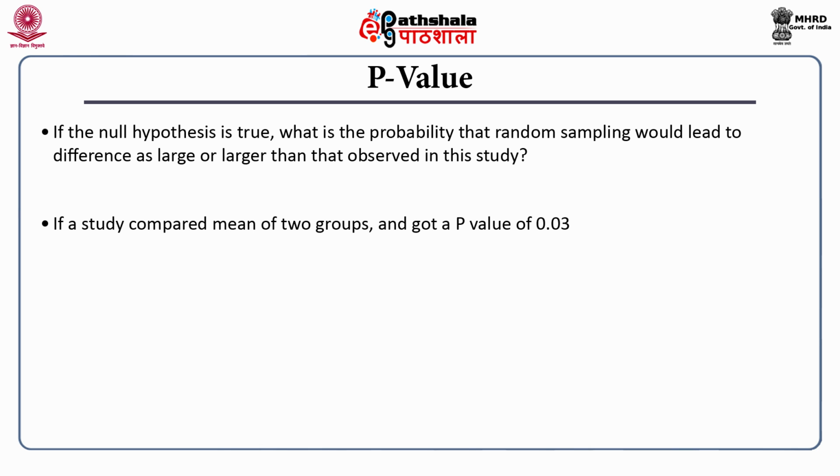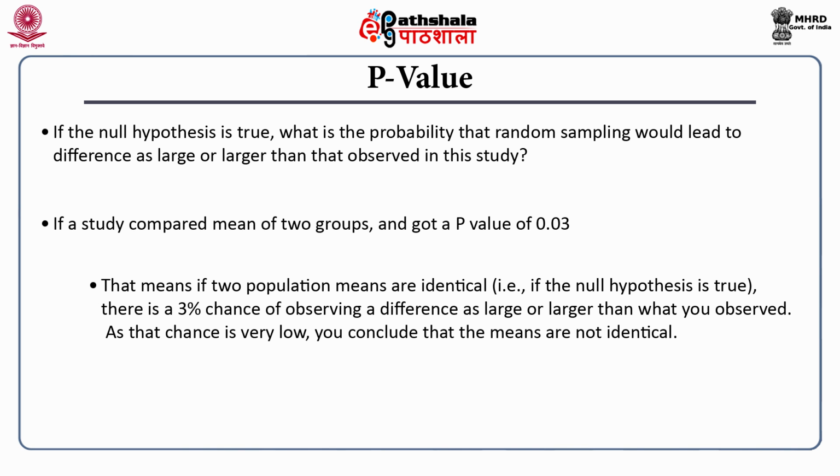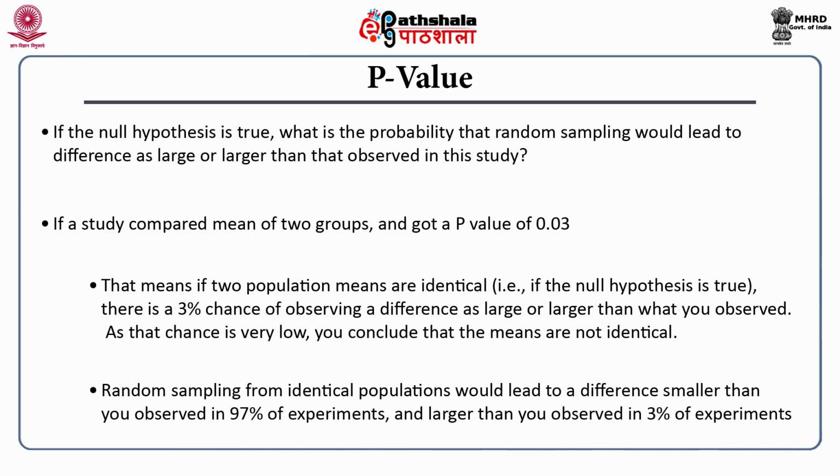So if a study compared means of two groups and got a p-value of 0.03, what does that mean? That means that if two population means are identical, that means the null hypothesis is true, there is a 3% chance of observing a difference as large or larger than what you observed in that particular study. As the chance is very low, 3% is quite low, you conclude that the means are not identical. Another interpretation: random sampling from identical populations would lead to a difference smaller than you observed in 97% of the experiments and larger than you observed in 3% of the experiments. That is what a p-value says.